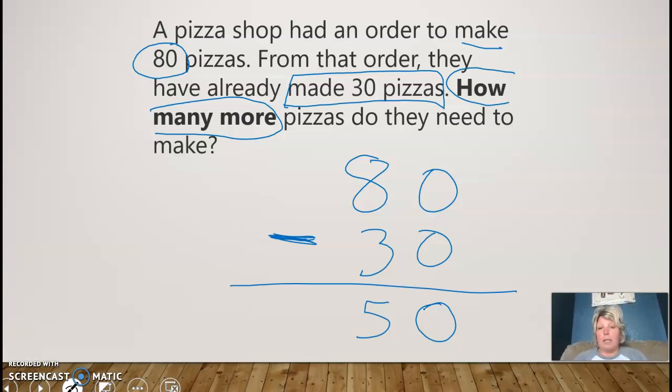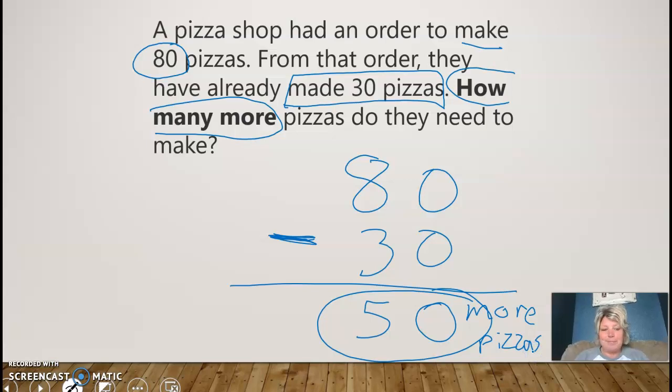I know they've already made 30 and they have to go to 80, so I could count by tens. After 30, we have 40, 50, 60, 70, 80. That would be 5 and counting by tens, 10, 20, 30, 40, 50. 50 more pizzas. So whatever strategy you use, subtraction or counting up, we want you to come up with the answer of 50. And if we were going to write our label, we'd write 50 more pizzas.